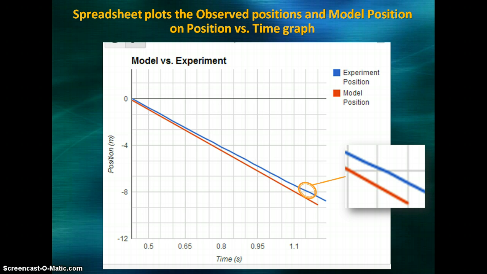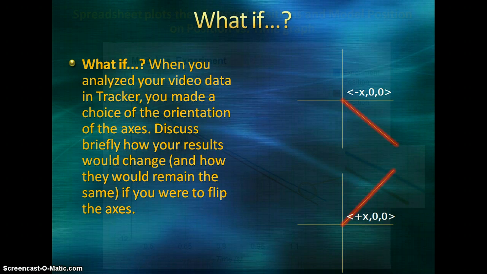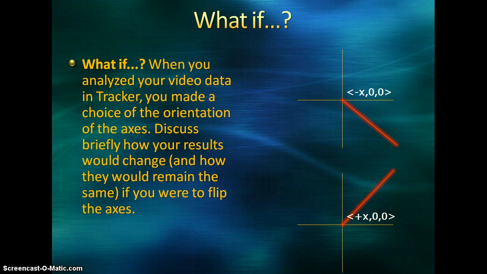However, drag forces are proportional to velocity. As there wasn't a very high velocity, the model still holds reasonably well with the experiment. So what if I switched my axes? The graphs would be reflected, so I would have a positive position instead of a negative one. However, the F net would still be the same vector, 0, 0, 0, and the acceleration would also be equal to 0 due to Newton's second law.